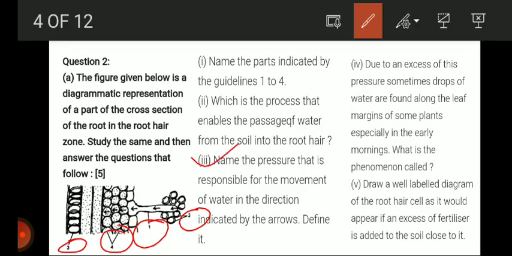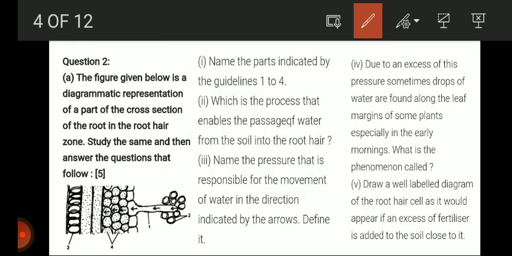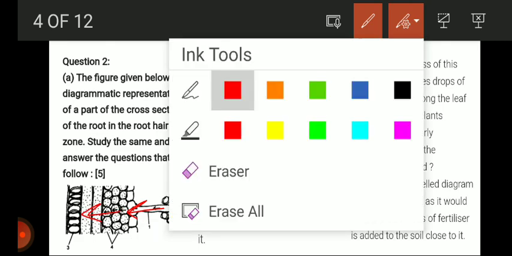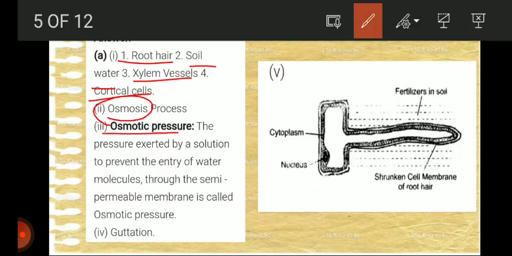Next question. You have to name the pressure that is responsible for the movement of water in the direction indicated by arrows, and you have to define it. See, the water is moving inside the root hair from cell to cell. So what is the pressure? It is osmotic pressure, and you have to define it.